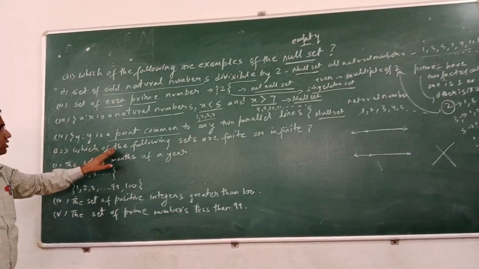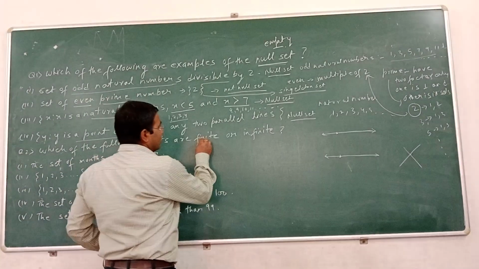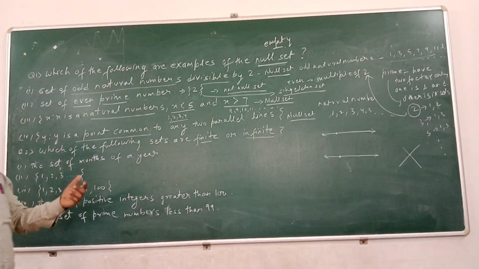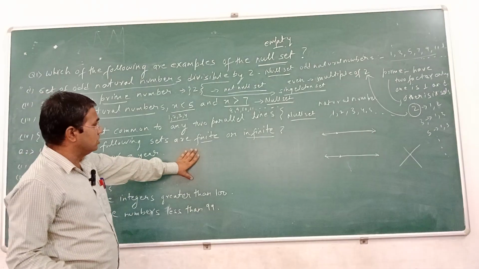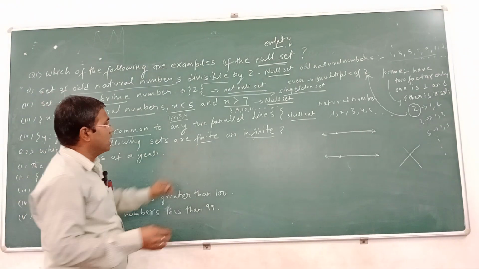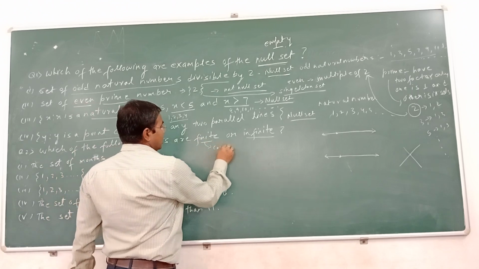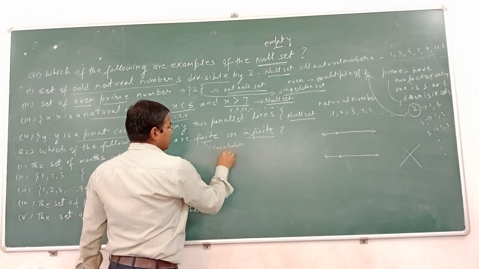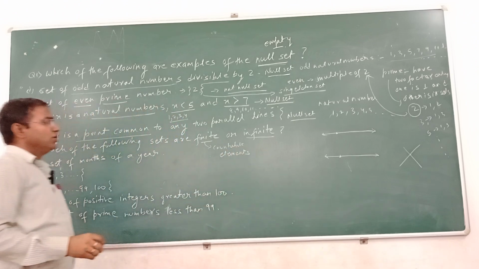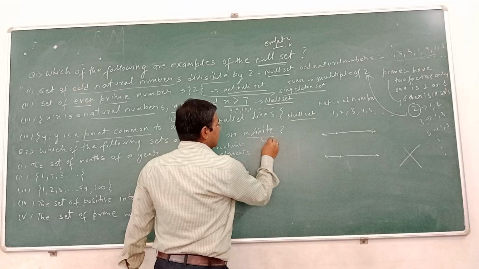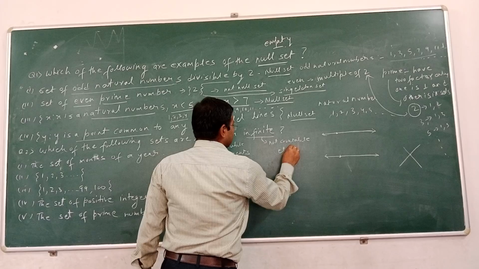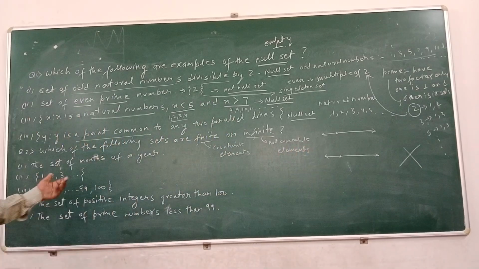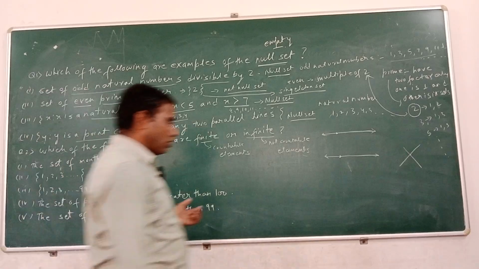Now see the next question. Which of the following sets are finite or infinite? You have to tell which of these sets is finite and which one is infinite. In the last video I told you about the types of sets, and there I discussed finite. Finite means countable elements. Whatever elements are in the set will be countable. And infinite means not countable elements. Now we will read the examples and check whether the elements are countable or not.